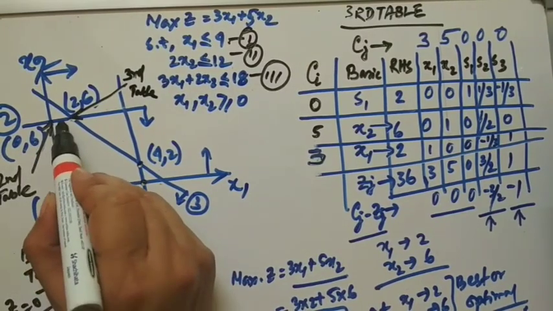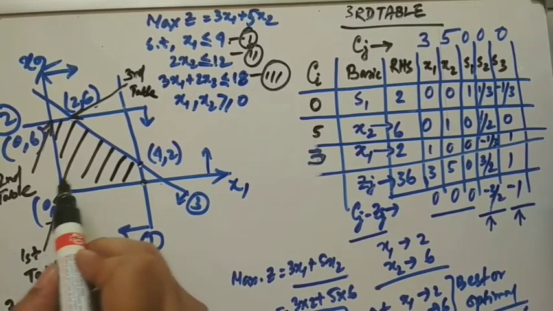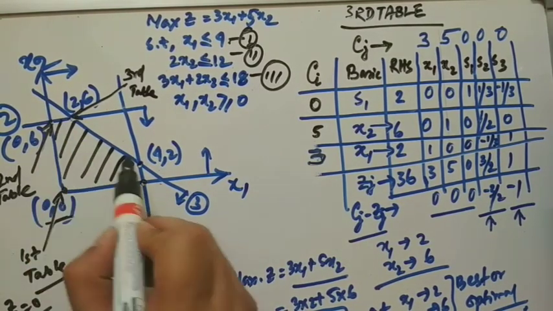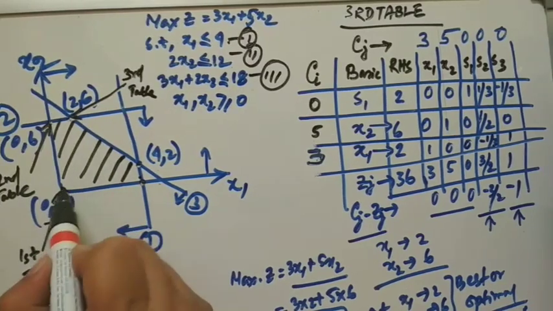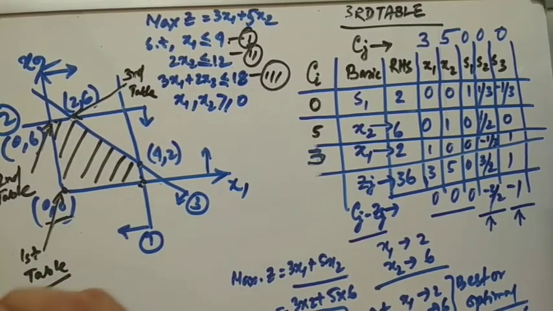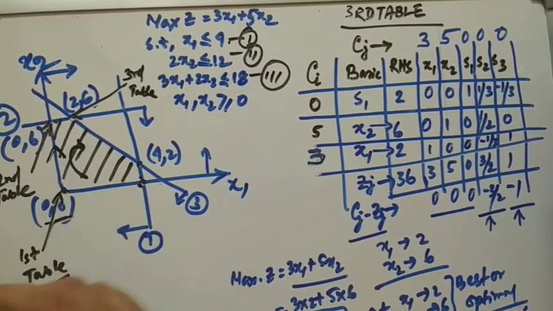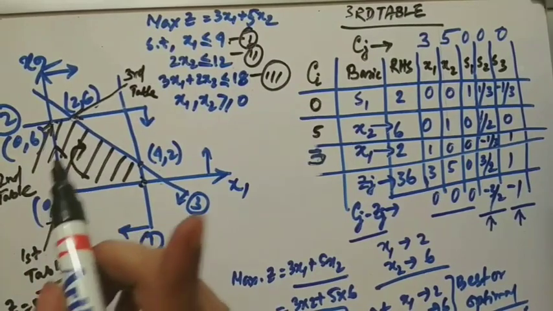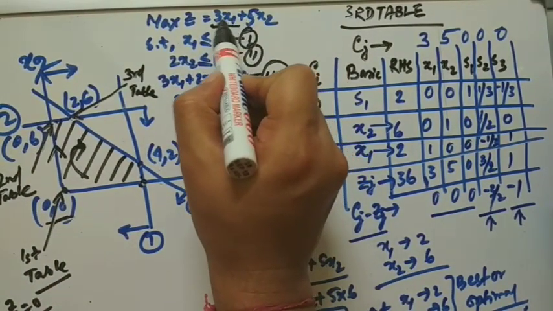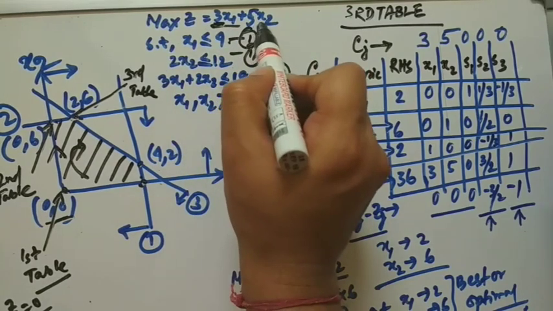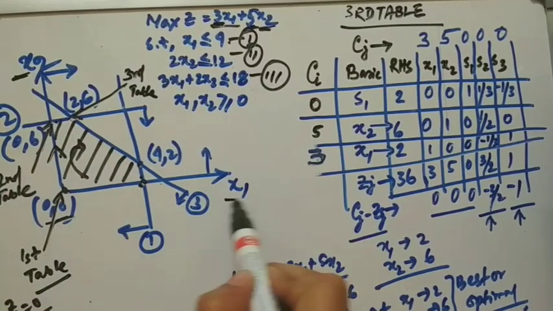Now, this was the feasible region. Simplex has the tendency of only checking the corner points. It doesn't check the points inside this feasible region. It only checks the corner points. And why did it proceed in this clockwise manner, not in this way? Because you can see from here, look, the coefficient of x1 is 3, whereas the coefficient of x2 is 5. This one is x2 and this one is x1.